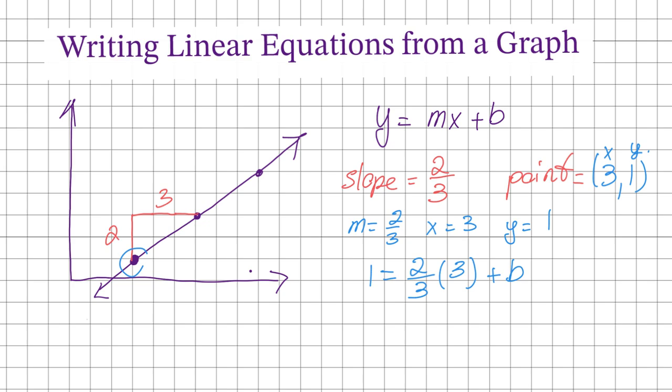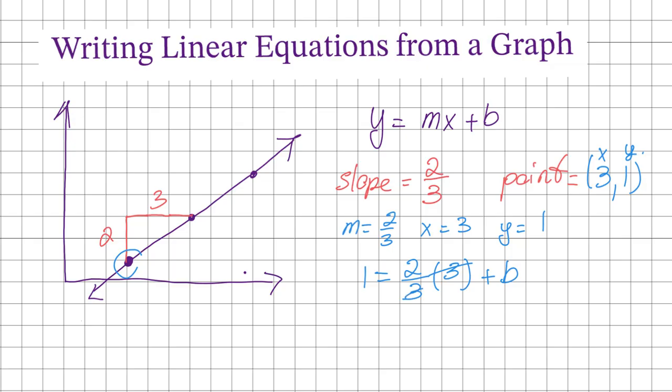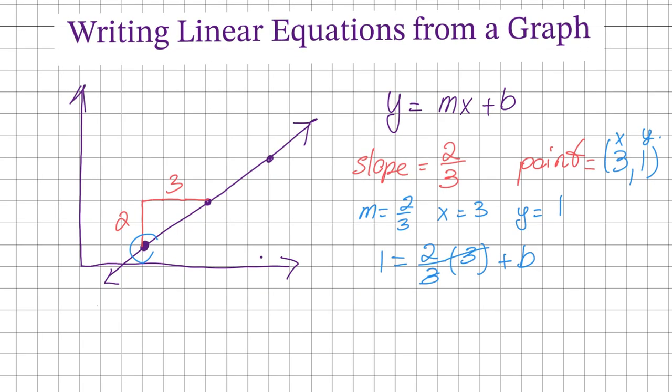So here you can see that the 3's will cancel each other out, and I'm going to show you at the bottom here so you understand this better. Well, 2 over 3 times 3 means 2 times 3 equals 6, 6 over 3, and then 6 divided by 3 simplified will be 2. So therefore, the 3's cancel each other out. So here we'll have 1 equals 2 plus b.